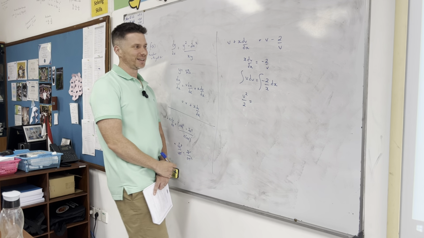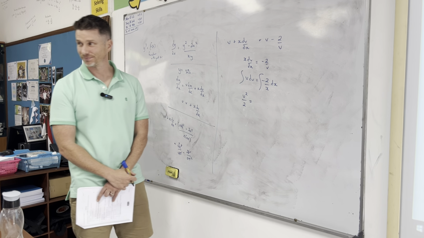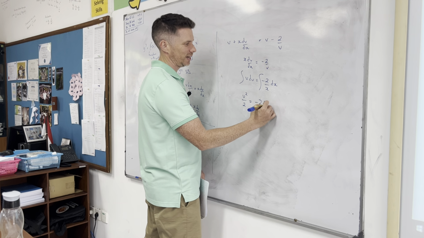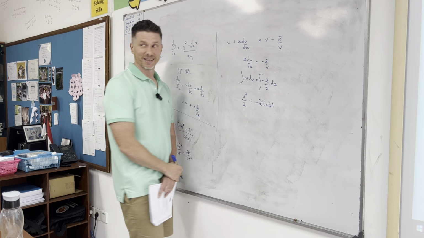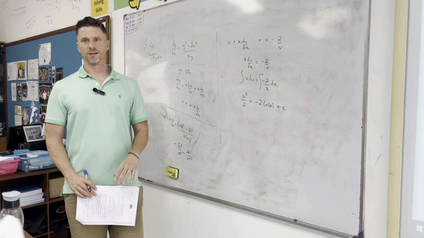So what's the integral of minus 2 over x? Minus 2x squared over 2? No. Minus 2 ln x. So 1 over x integrates to ln x, doesn't it? Yes. Okay, plus some constant. So the constants on both sides would add to form a constant or subtract to form a constant. So we only put the constant in once.